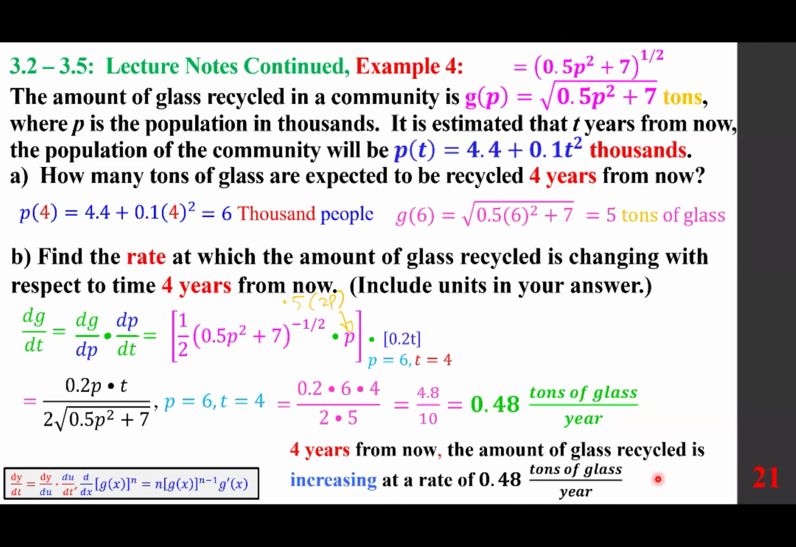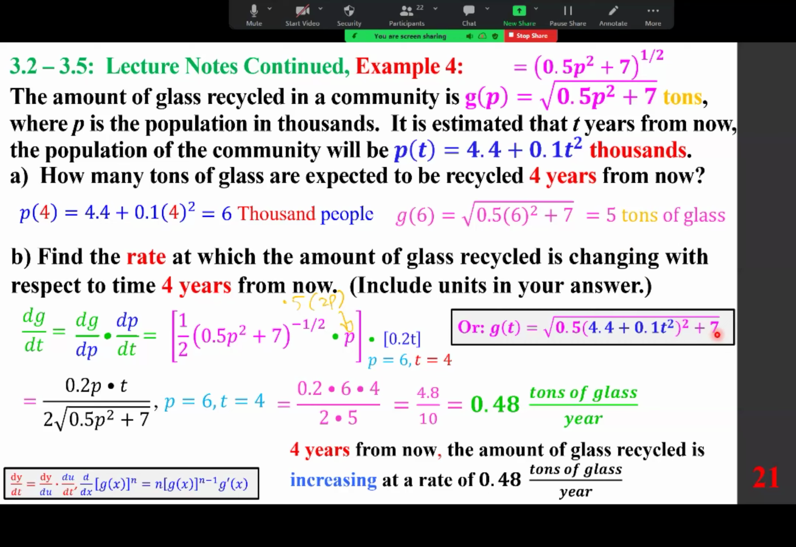The second method is to replace the P with this. So write G of T is the square root of 0.5 times, instead of P, you're going to put 4.4 plus 0.1 T squared, to the second power, plus 7. The second power is because it's P squared. Now, I'm not going to work on that. You're more than welcome to work on it at home. But I want to make a point. This is a tad more difficult than this because of the nature of the function. That's why it's important to know both methods, and you work with the method that is easier for you.